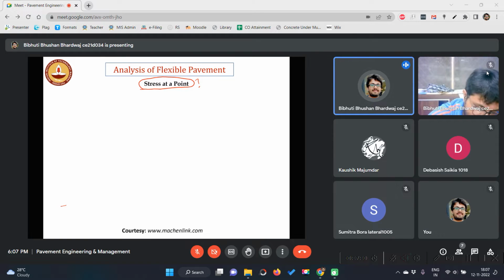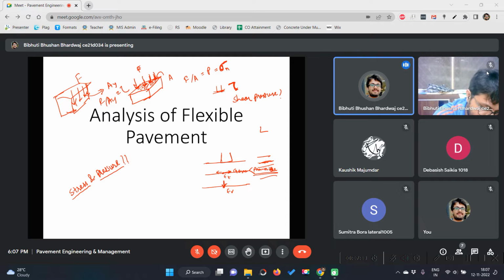This is stress at area, okay? These things, sigma n, this tau, this is force divided by area. So we are considering this entire area. That means we are saying that any point on this area will be getting similar stress. Is it true? No, right?